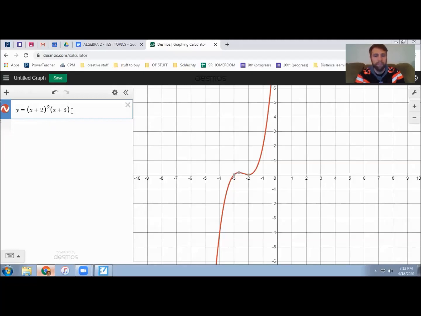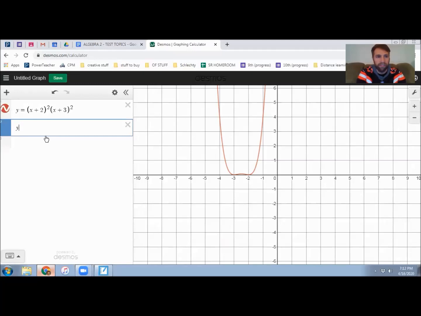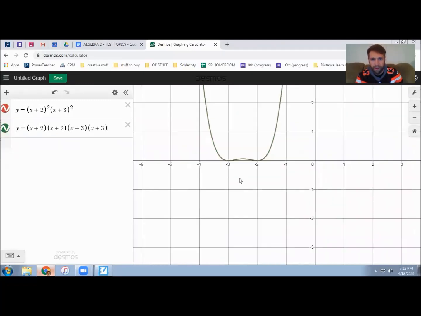What do you think about this one? Put another squared. This is x plus 2, x plus 2, x plus 3, x plus 3. I'll go ahead and write it out for you and show you it's the same exact thing. X plus 2, x plus 2, x plus 3, and x plus 3. And we can see that the green overlapped with the red there. It's a little hard to see. Are there 4 degrees? Are there 4 x's here?